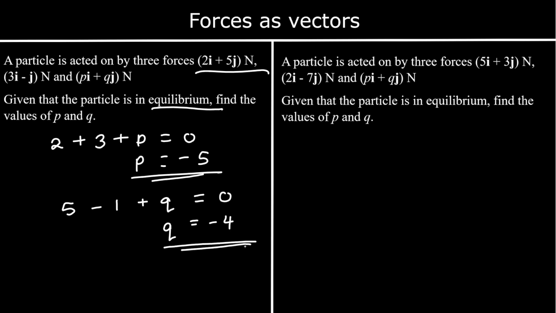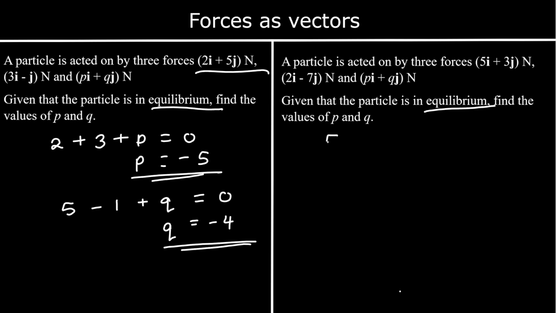One for you to try. See if you can give it a go. So again, we've got a particle acted on by three forces, and it's in equilibrium. So that means the i's add up to 0 and the j's add up to 0. Forces left equal forces right, and forces up equal forces down.